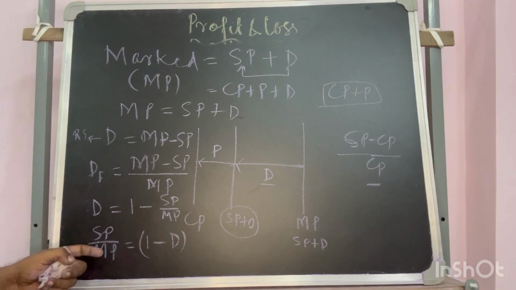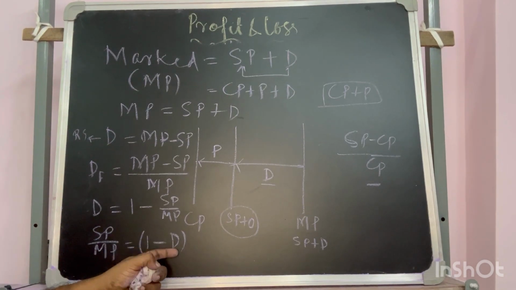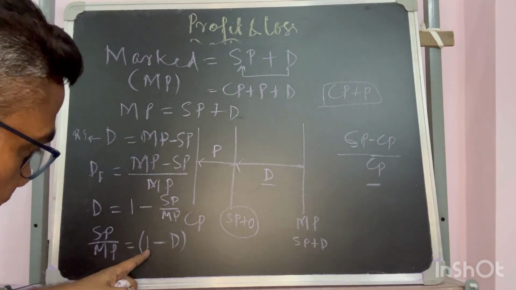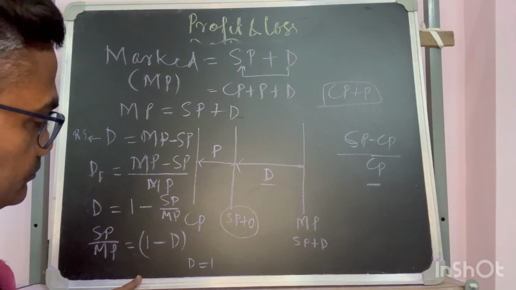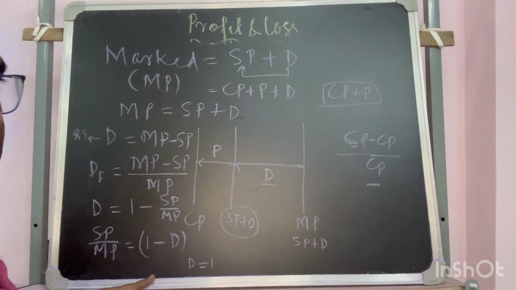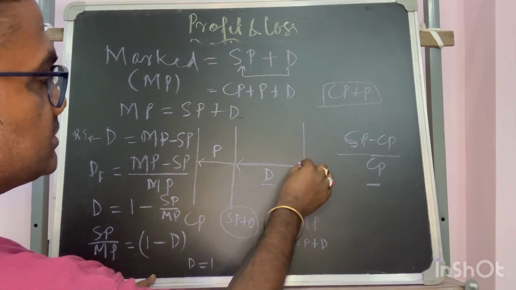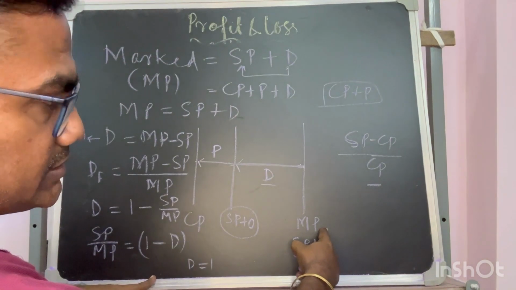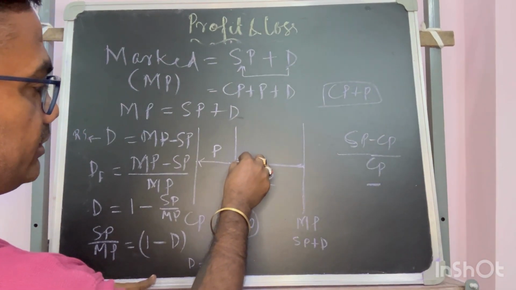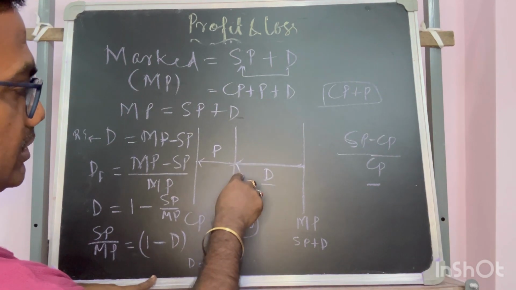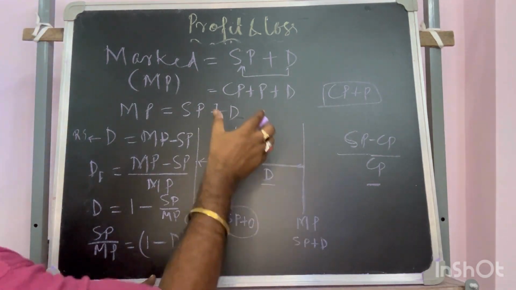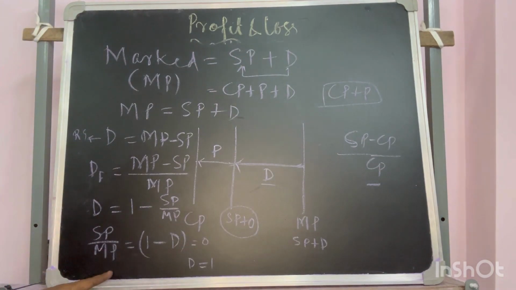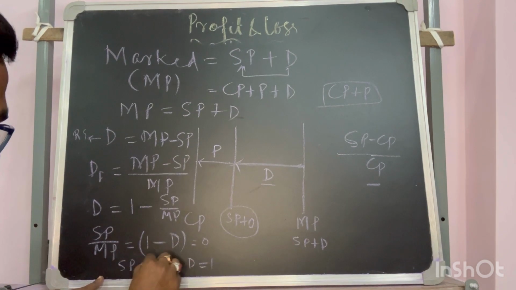Okay. Now, what could be the maximum value of discount? This cannot go beyond 1. Now, if D is equal to 1, that means I am giving complete discount. This is my range. This is my minimum discount, where MP is equal to SP, the selling price. If I give the maximum discount, then SP mathematically is coming 0.